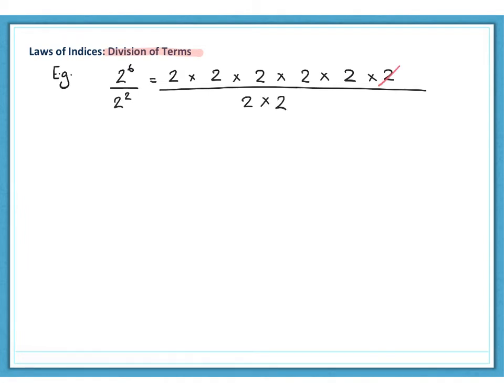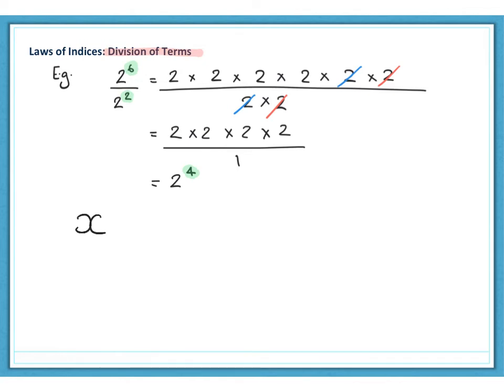Now, we can cancel out like this, which leaves us with 2 multiplied by 2 multiplied by 2 multiplied by 2 in the denominator. We just have 1, since we divided by both the 2s there. So of course, this could be written as 2 to the power of 4. And hopefully you will remember this from previous years, the connection here. 2 to the 6 divided by 2 to the 2 gives you an answer of 2 to the power of 4.